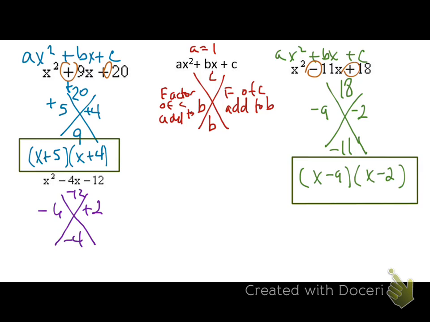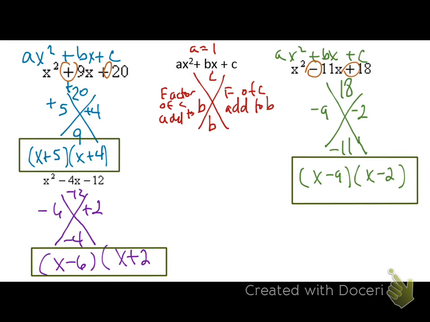Okay, so does that work? Does a negative 6 plus 2 give us a negative 4? Yes. Does a negative 6 times a positive 2 give us a negative 12? Yes. Okay. So when your C value is negative, you're going to get a positive-negative combination. So in this case, we get an x minus 6 times an x plus 2.